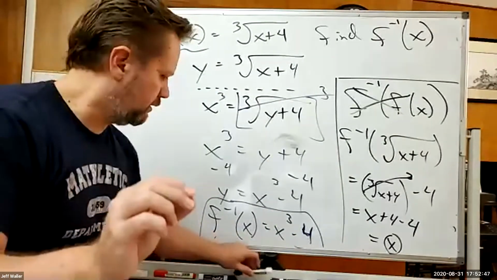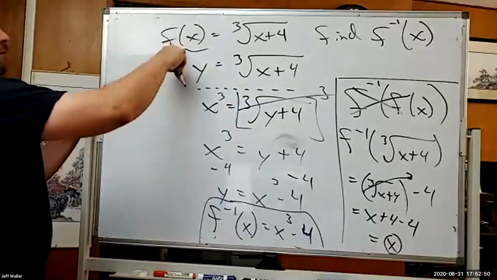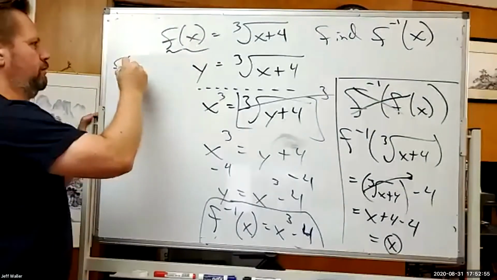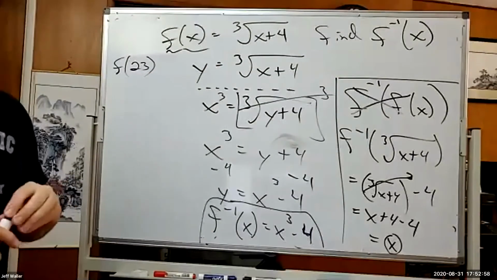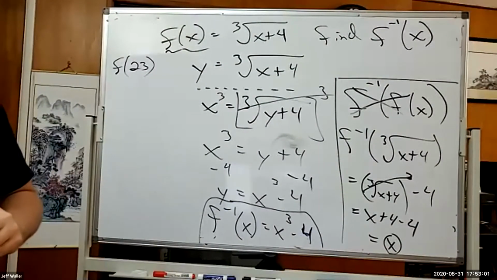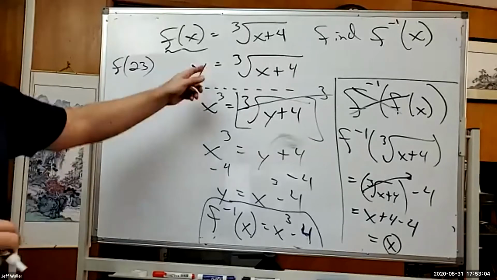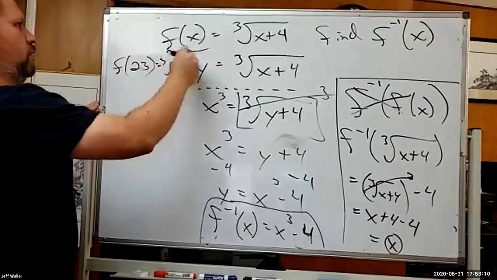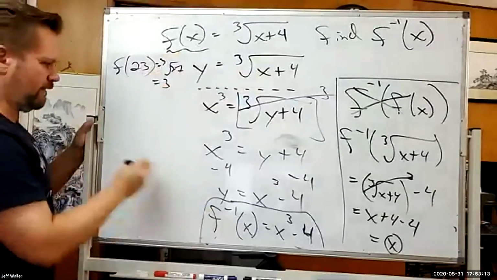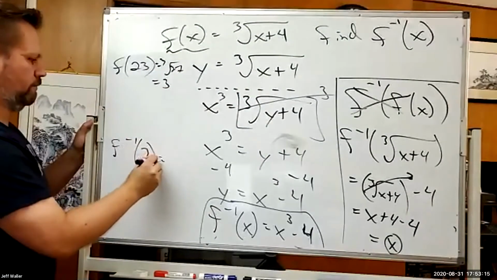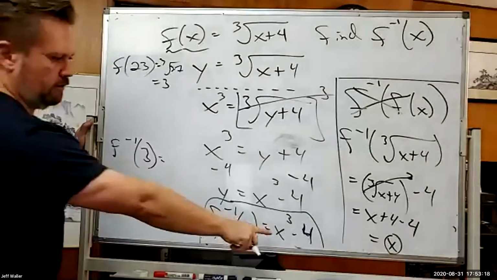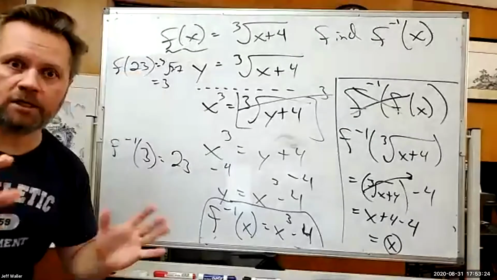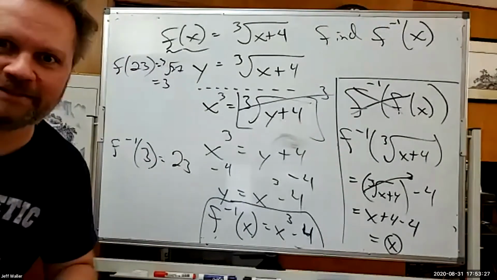Let's be a little more specific. What is f of, I don't know, 23? What is f of 23? Three. Yes, because you get the cube root of 23 plus 4, which is 27, so you get 3. What is f inverse of 3? Taking that output, 3 cubed is 27 minus 4 is 23.